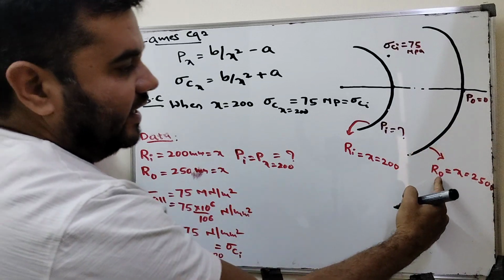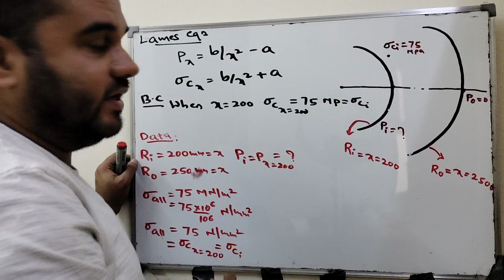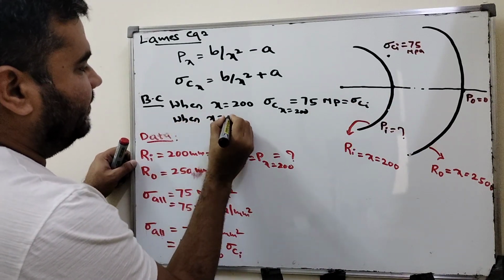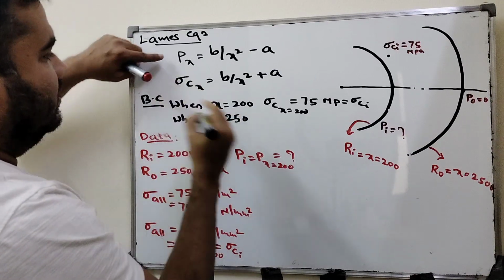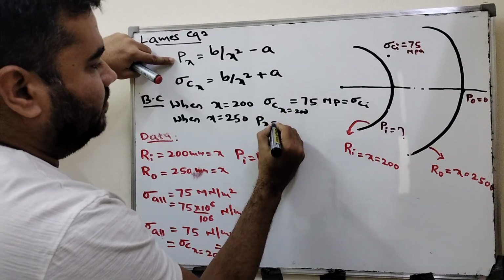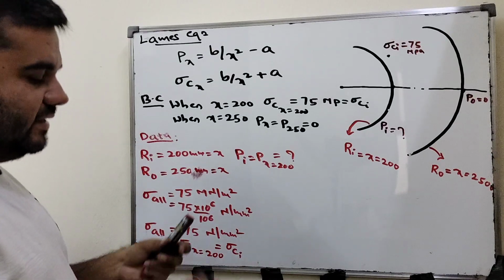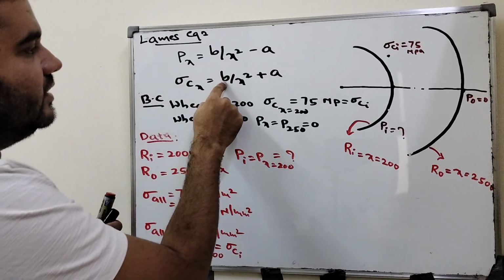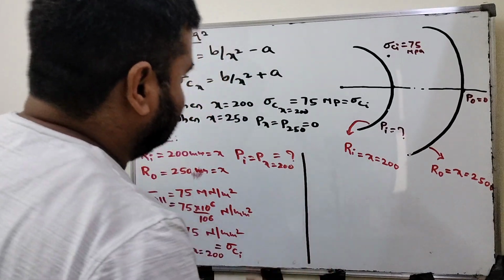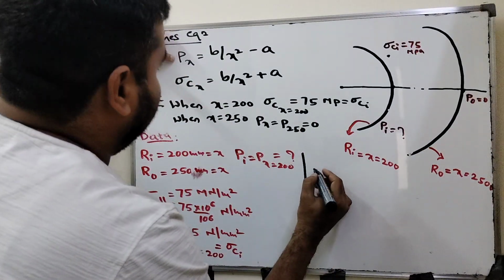Similarly, when x equal to 250, pressure at outside is 0. This is one more boundary condition. Second boundary condition, when x equal to 250, that is P at x equal to 250 equal to 0. Apply these two boundary conditions and try to solve the values of B and A. First one I am applying here. When x equal to 250, pressure is 0.